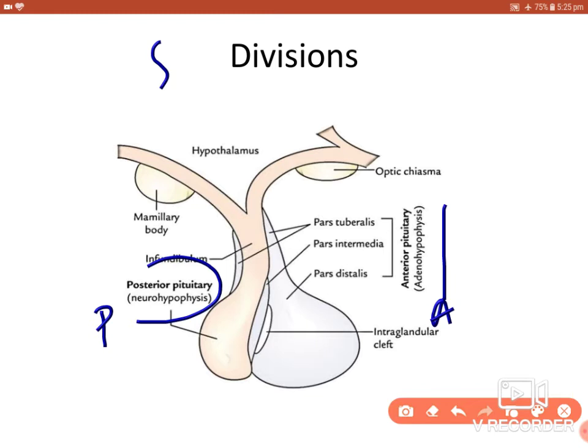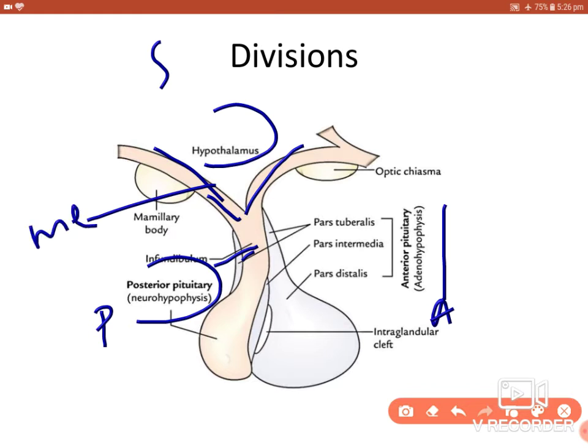Then this is the hypothalamus, part of the hypothalamus. This is the infundibulum. Then the part of the hypothalamus which connects the hypothalamus to the pituitary, this region that forms this region, is the median eminence. That is the median eminence.